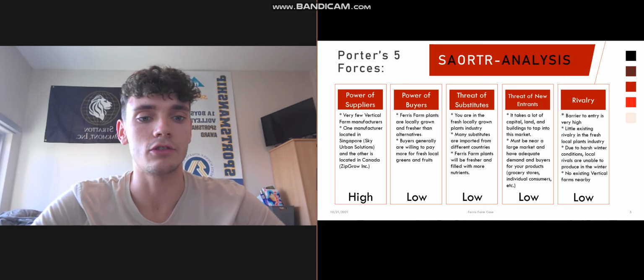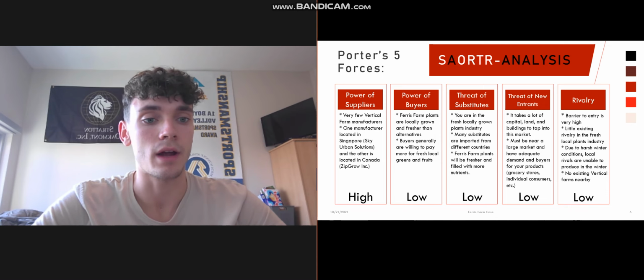The threat of new entrants is also low because it takes a lot of capital, land, and building to tap into this market. You must be near a large market and have adequate demand and buyers for your products, such as grocery stores and individual consumers. The rivalry is also very low because your barrier to entry is very high.